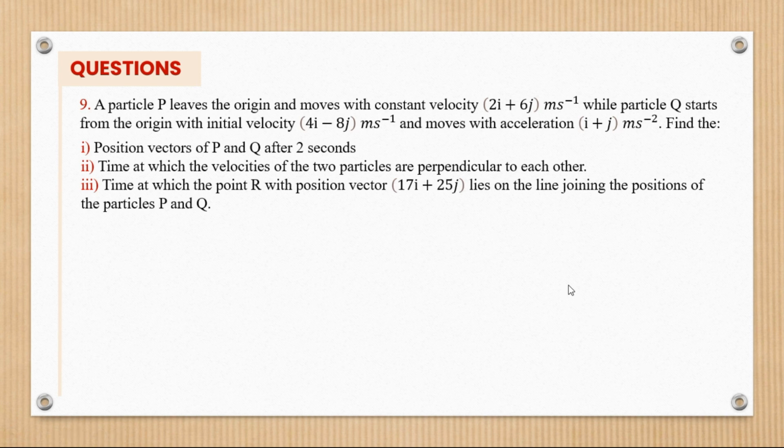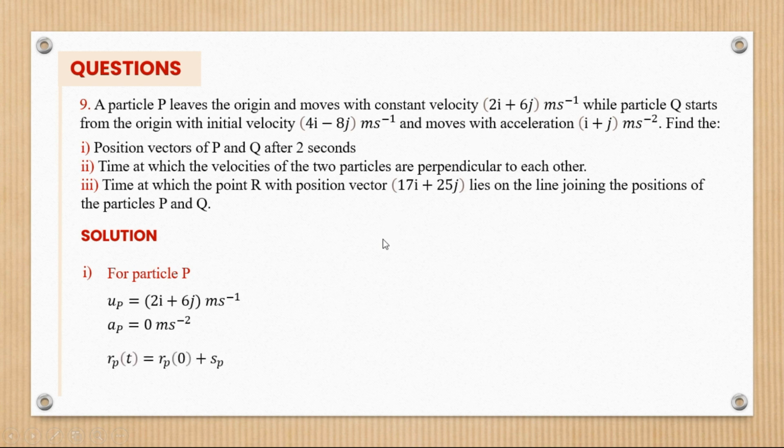Alright, let's deal with this one at a time. Let's look at part 1. We want to find the position vectors of P and Q after 2 seconds. Let's first look at particle P. We're told that its initial velocity UP is 2i plus 6j meters per second. Then its acceleration AP is equal to 0. Why? It's because we are moving at a constant velocity.